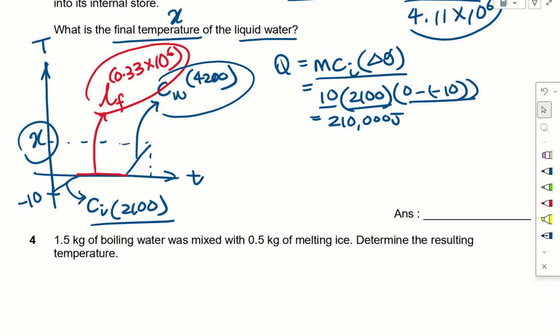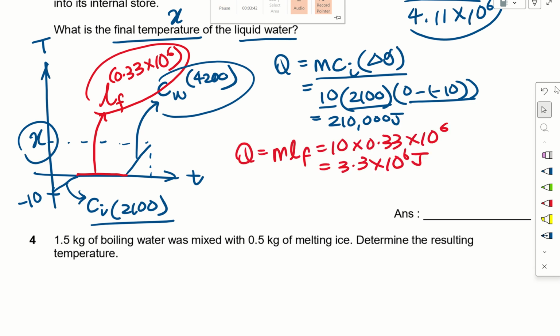joules. Okay, the next calculation will be to calculate the energy needed to melt the ice. By using the formula Q equals m times latent heat of fusion, the mass is 10, and this is my specific latent heat of fusion. So I'll be getting this amount of energy.